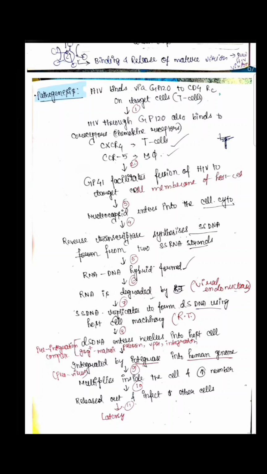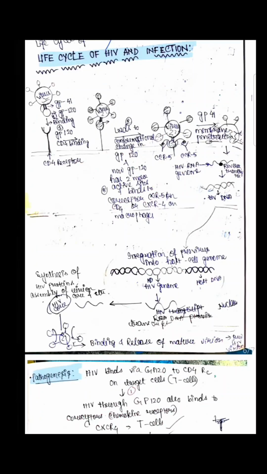And then HIV through GP120 also binds to the core receptor, that is CXCR4 in case of T cells and CCR5 in case of macrophages. So we can see what I was talking about is binding of the GP120 to the CCR5 or the CXCR4. We can see it in the diagram. Now let's move on.